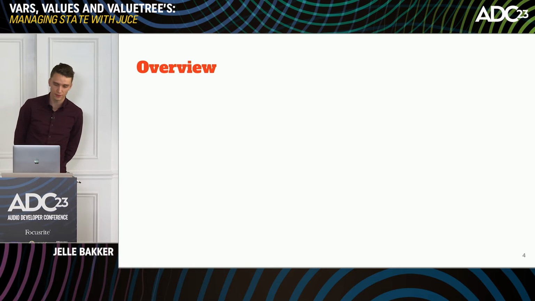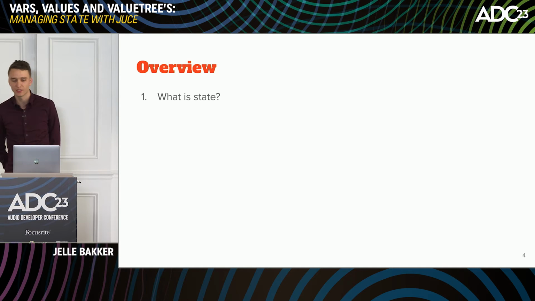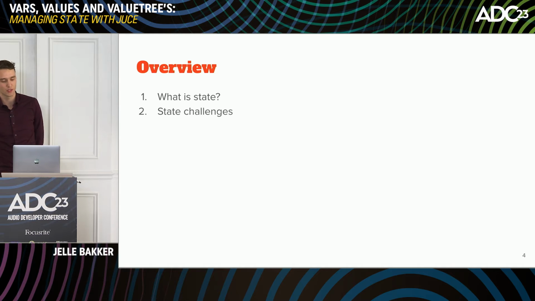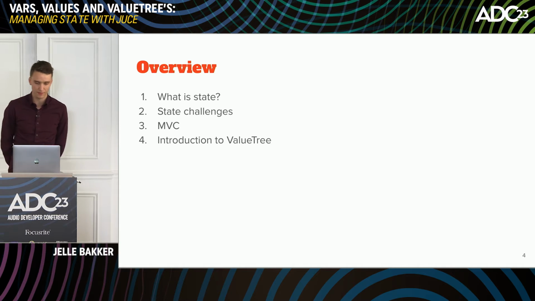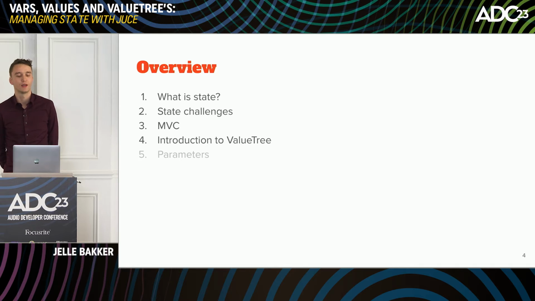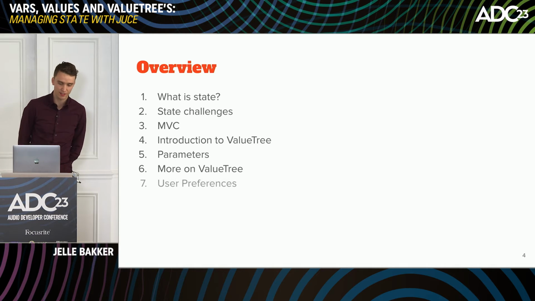So, quick overview. I'm going to first discuss what is state to give this talk some context, discuss the challenges that come with state. I'll propose MVC as a general approach for state management. I'll then give a quick introduction to ValueTree. It's probably the most important object you want to know when working with JUCE. I'll talk about parameters when you have plugins, and more on ValueTree. I'll talk about user preferences and finish with a quick note on threading.